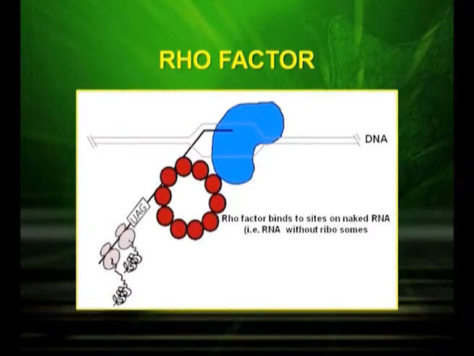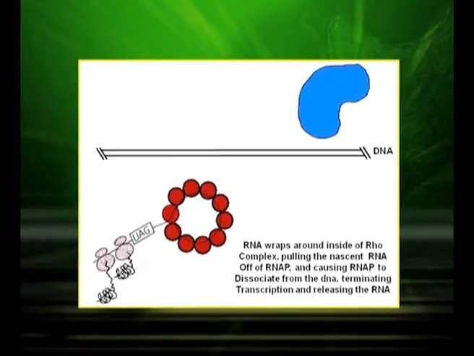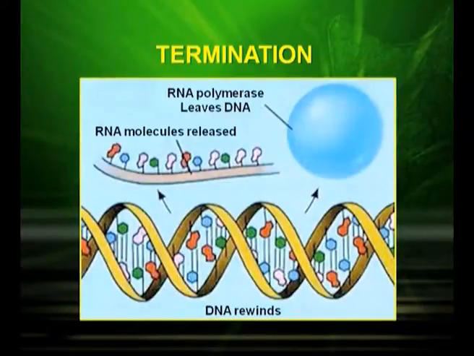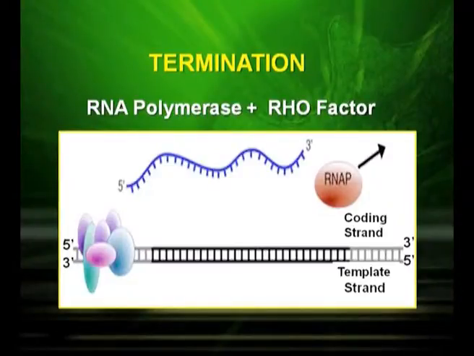The next picture shows the Rho factor. The Rho factor is a terminator factor which helps in the termination of the RNA nucleotide chain. The picture shows the Rho factor has dissociated and the nascent RNA has moved out of the DNA. So, the termination process is complete. The RNA polymerase then leaves the DNA and the RNA molecule is released. So, RNA polymerase comes out along with the Rho factor.